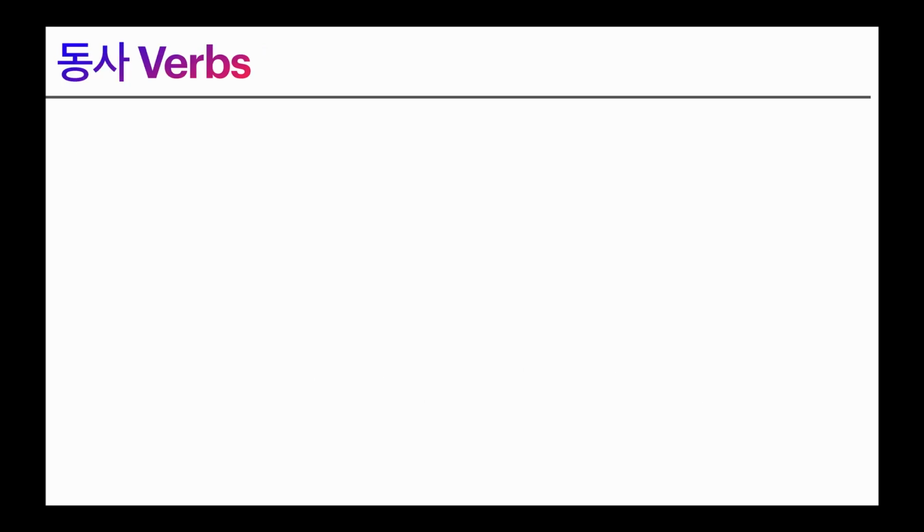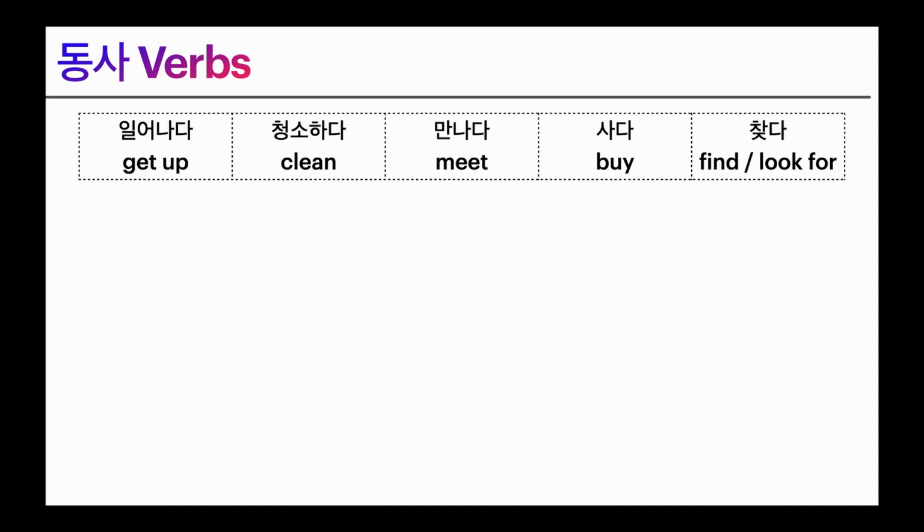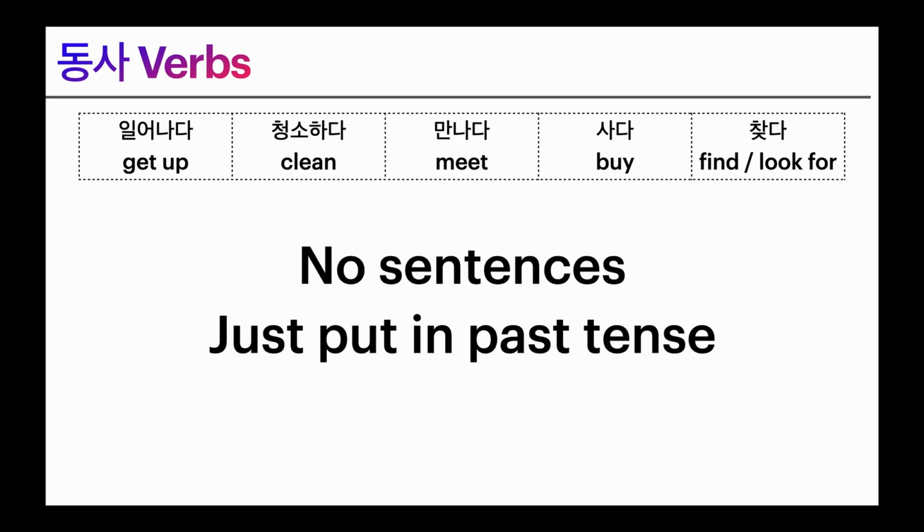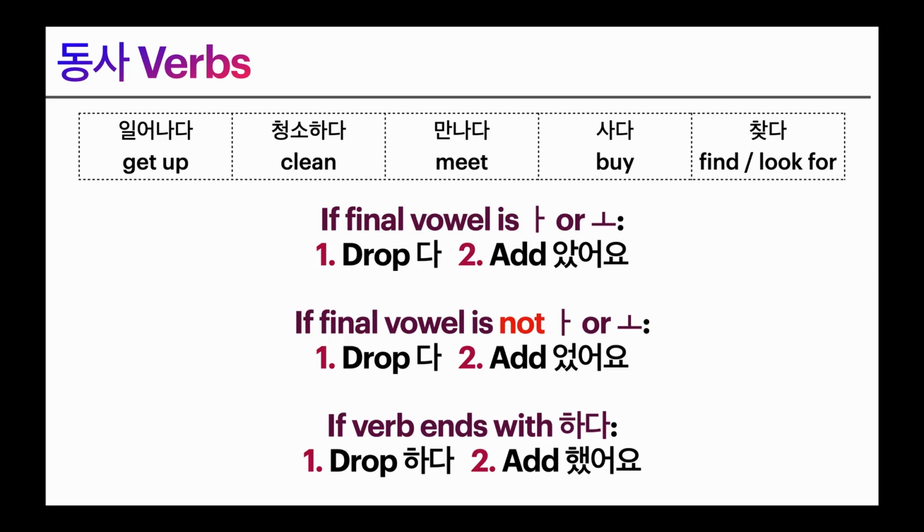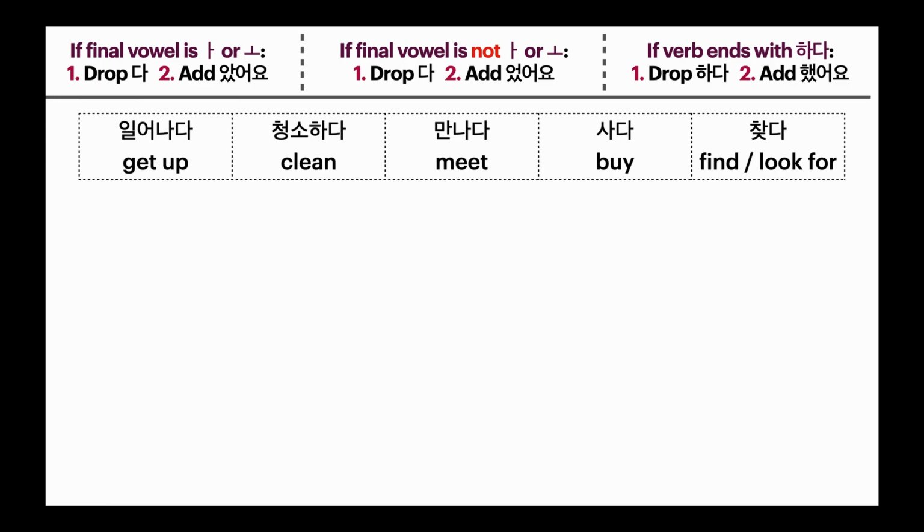Alright, perhaps we've had enough with the verbs we've been practicing. Let's go ahead and get some new verbs in here. The word for verbs in Korean is 동사. So 5 new 동사. We've got 일어나다, 청소하다, 만나다, 사다, and 찾다. Let's not worry about sentences right now. Let's just go ahead and put them in the past tense to keep it easy. So here is our set of rules one more time, and we'll go ahead and put them way up here.